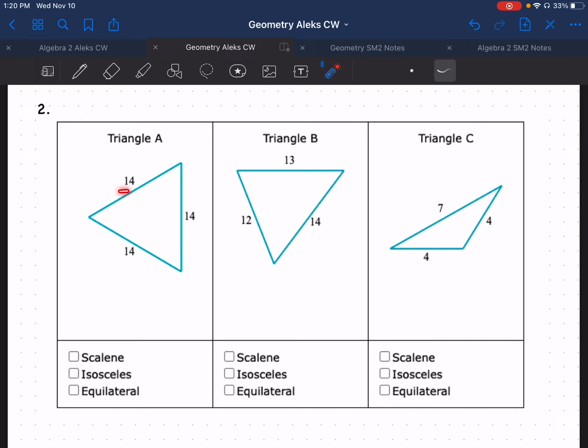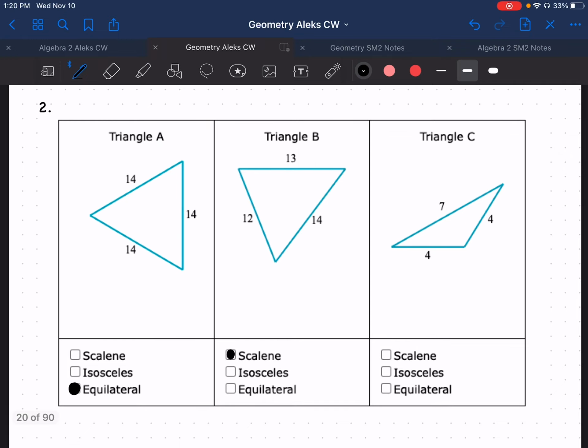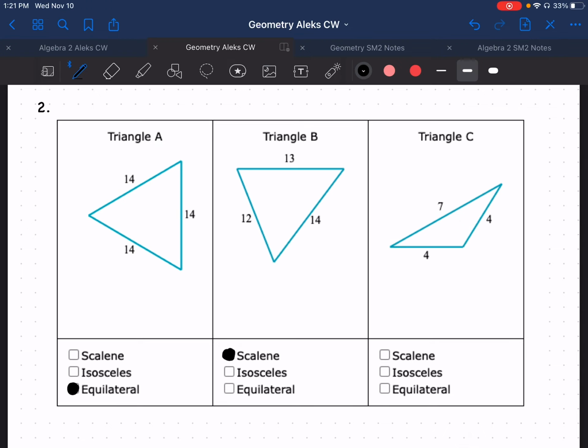As I can see here in triangle A, all three sides are 14. I'm going to say equilateral. And triangle B, 12, 13, and 14 are all three different numbers. So we're going to go ahead and say scalene. And for the last one, 7, 4, and 4, I see that there are two 4s, so I'm going to go ahead and call this isosceles.